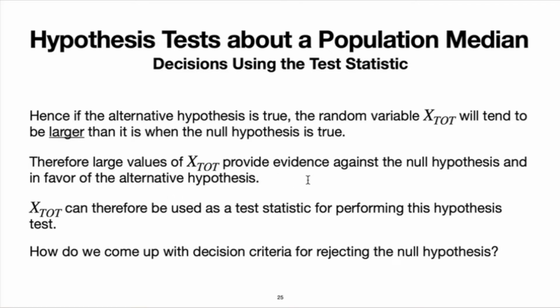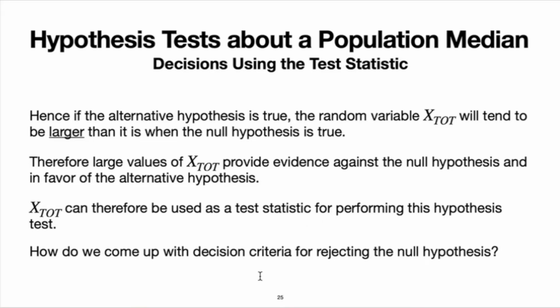And so what we're seeing here is this differential behavior in the test statistic under the null hypothesis and under the alternative hypothesis. If the alternative hypothesis is true, then we'll tend to see larger values of x tot than we would if the null hypothesis were true. And so because x tot behaves differently under the null and alternative hypotheses, and we understand the difference in that behavior, then we can use x tot as a test statistic for performing this hypothesis test.